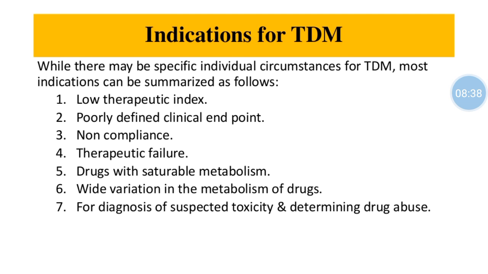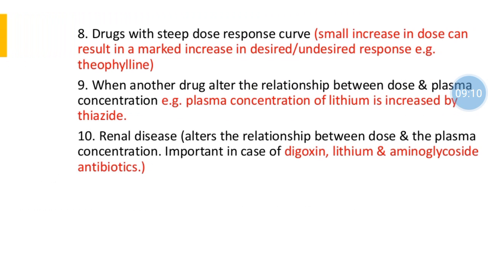Wide variation in drug metabolism. Variation means sometimes metabolism increases, sometimes it is steady, sometimes it decreases. That condition also calls for therapeutic drug monitoring. Then, for diagnosis of suspected toxicity and to determine drug abuse: if you assume that a drug may produce toxic effects, and drugs can also be used for abuse, we should go for therapeutic drug monitoring.